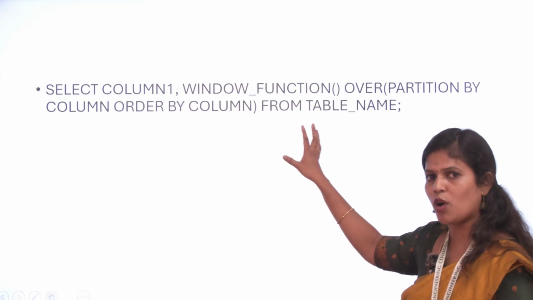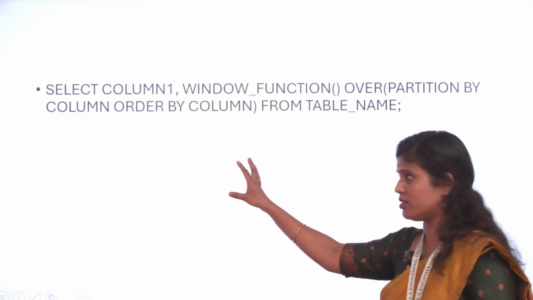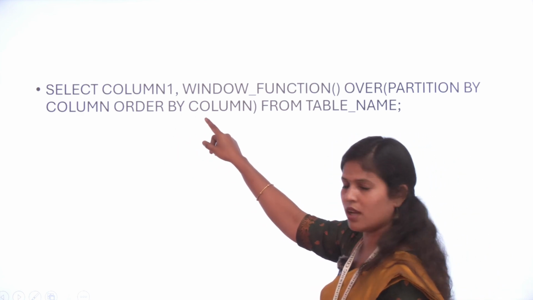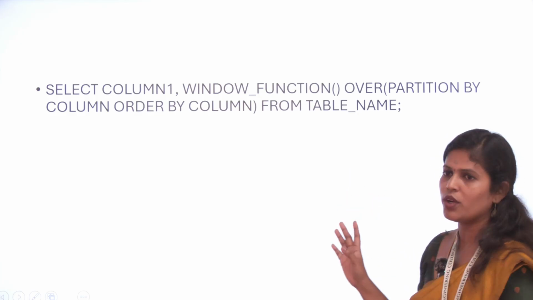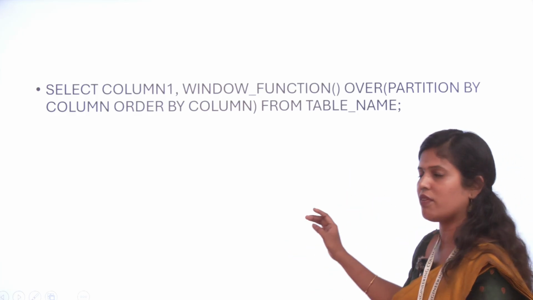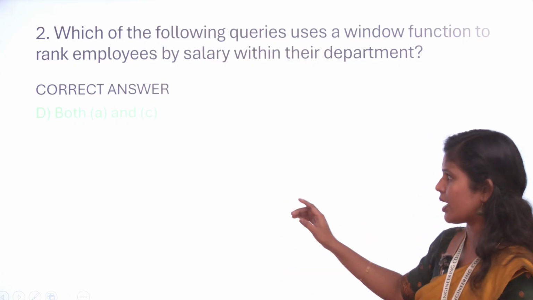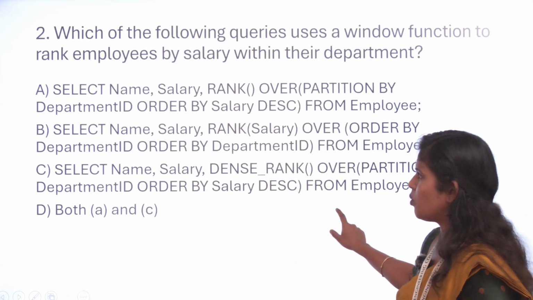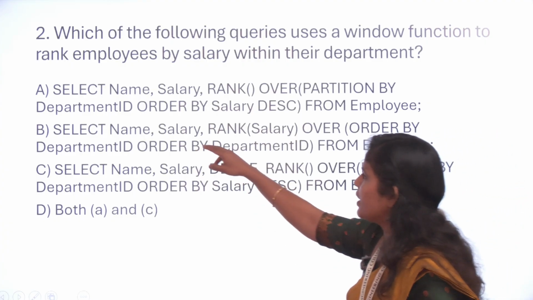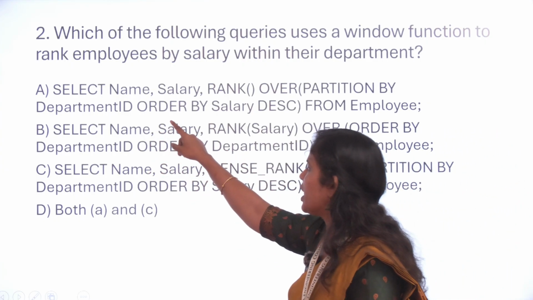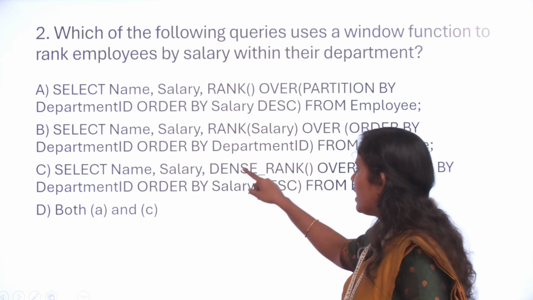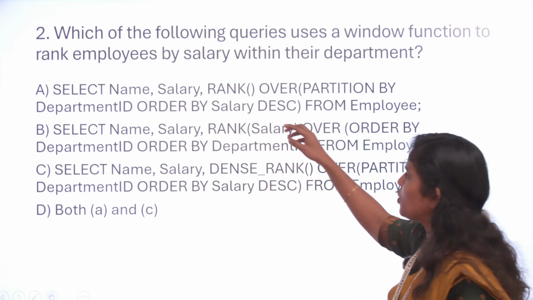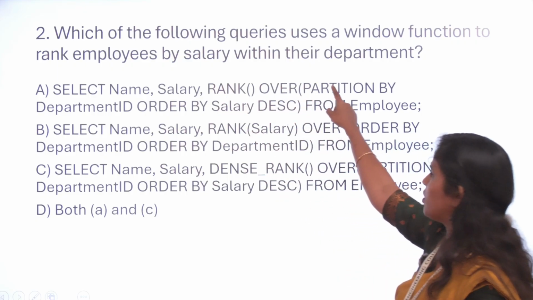To do that, the syntax is SELECT your column names and your window function, OVER PARTITION BY column, ORDER BY column, FROM your table name. This is the syntax for that. By this you can find out which one is correct. The correct options are A and C. We'll see why. You can see that they selected name and salary, and they have used the functions RANK and DENSE_RANK here, which help you to rank the employees by their salary within their department.